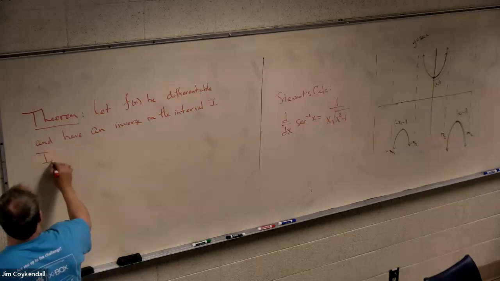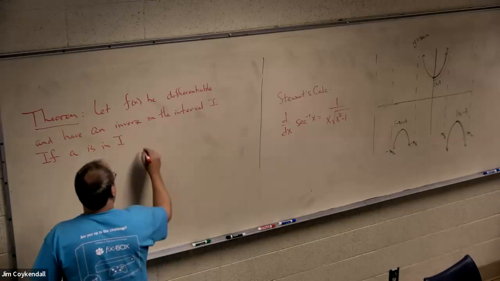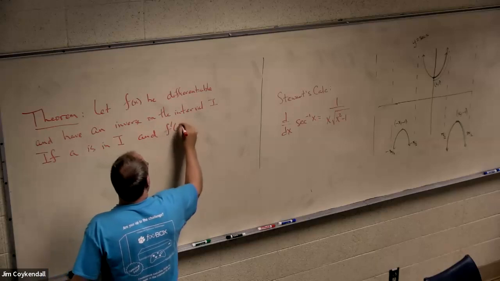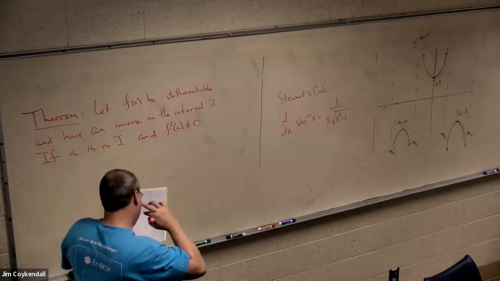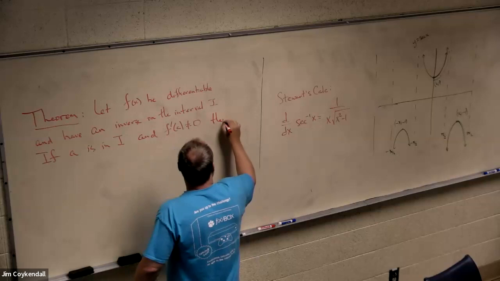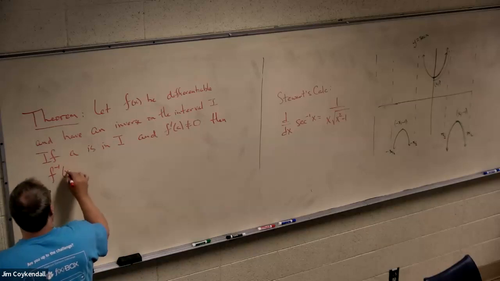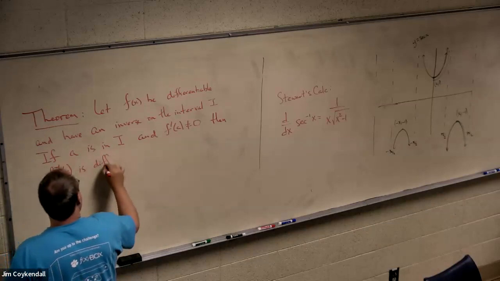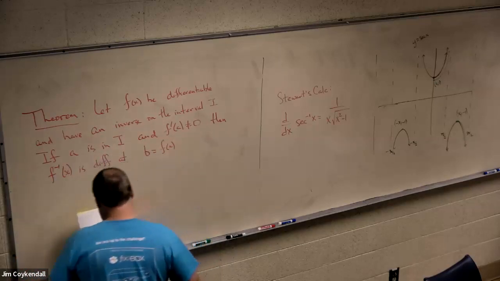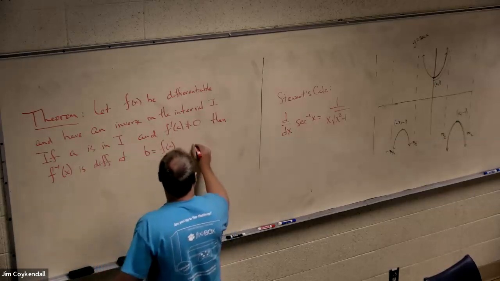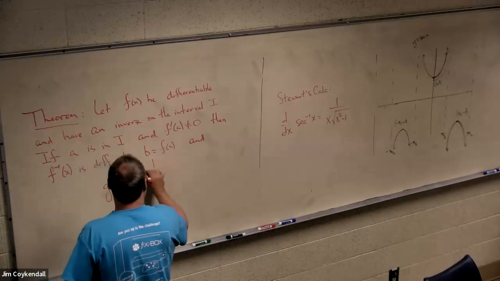If a is in I, so this is some number in I, and f prime of a is not 0, then f inverse is differentiable at b = f of a, and g prime of b is 1 over f prime of a.